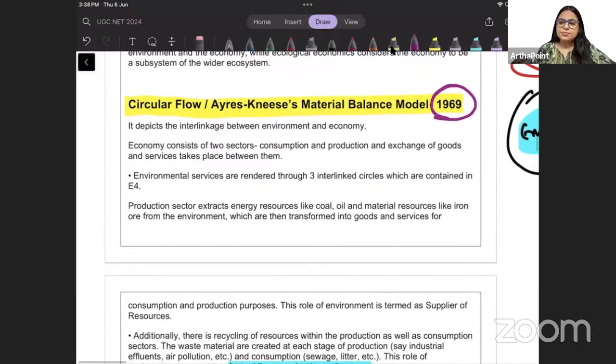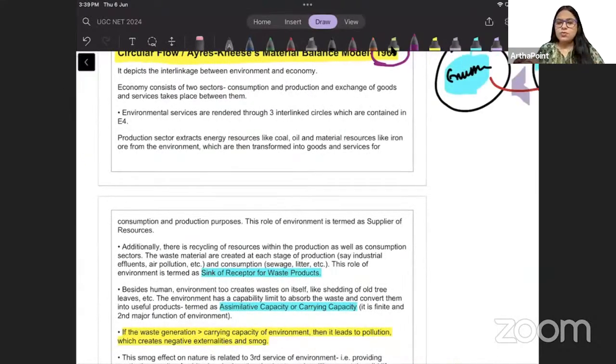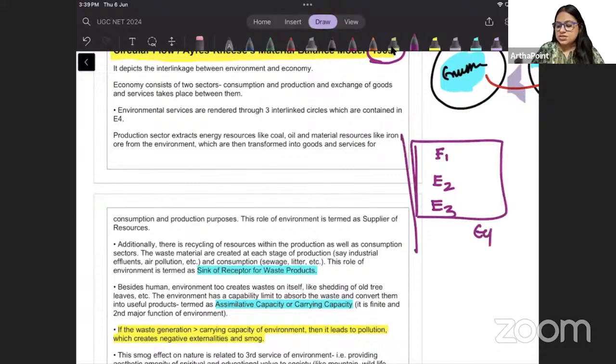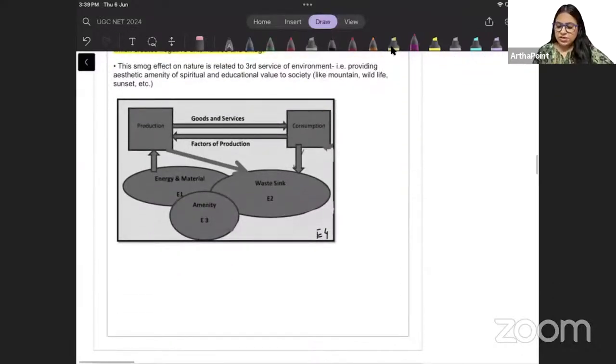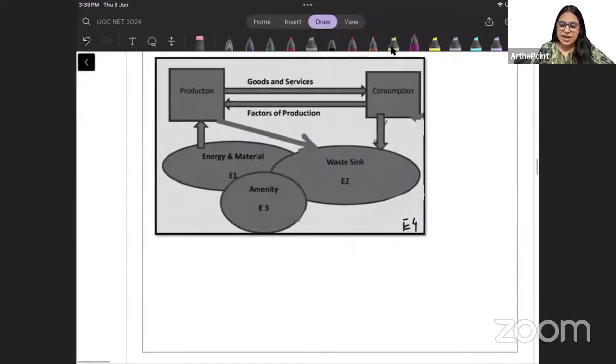ठीक है बेटा, इस मॉडल में हमने पूरे के पूरे इकोनॉमी को divide किया in four main parts. The entire service of the environment can be divided in four main parts. So E1, E2, E3, and E4. This is how we divide the service of the environment. इसको समझने के लिए I will just go to this. So हम text बाद में पढ़ेंगे. First, let us try to understand this diagram.